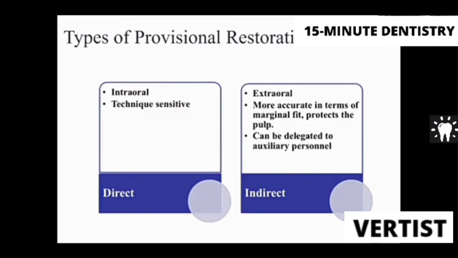So it is always better to have the diagnostic cast of the patient before we start a tooth preparation and have a template in hand, which could be in the form of a putty index, or it could be in the form of a vacuum form template, which could be used for providing provisional restorations.